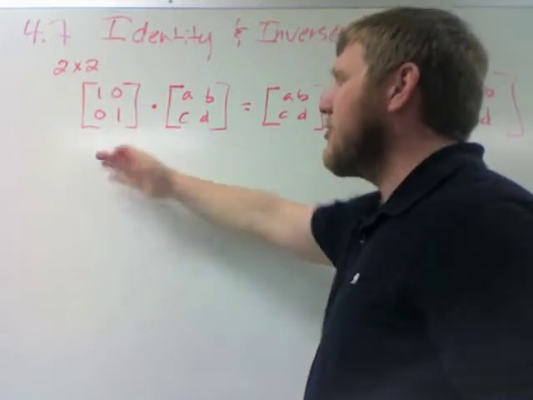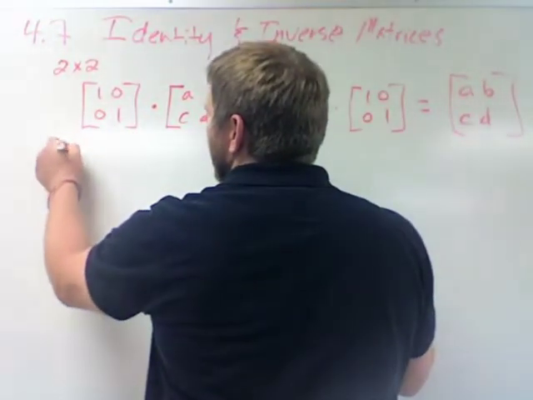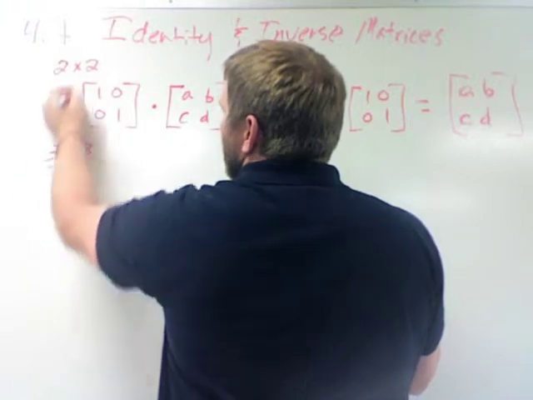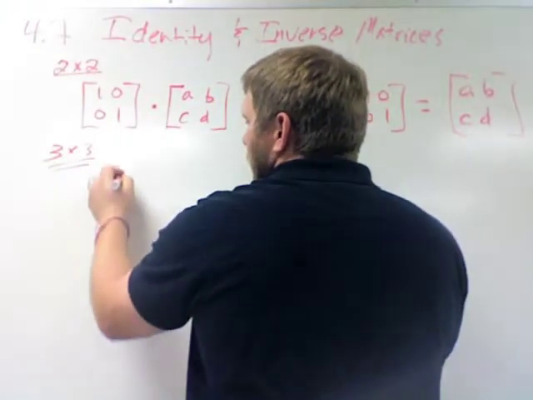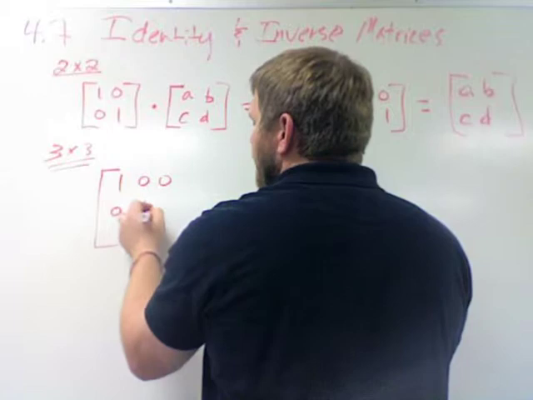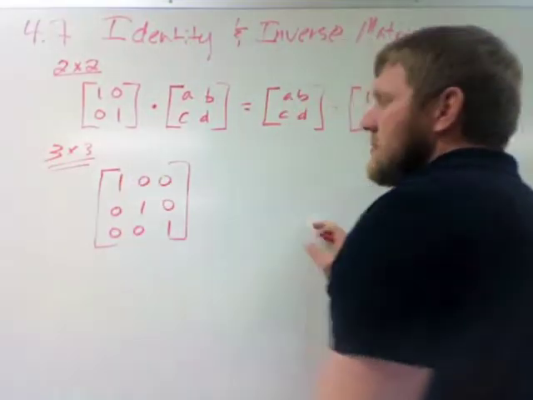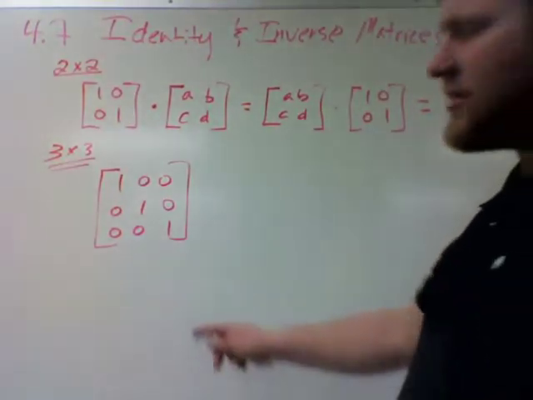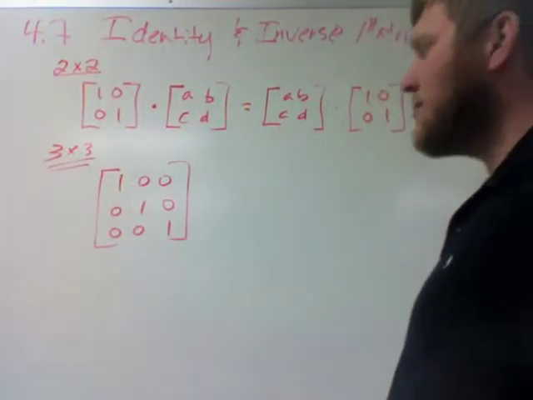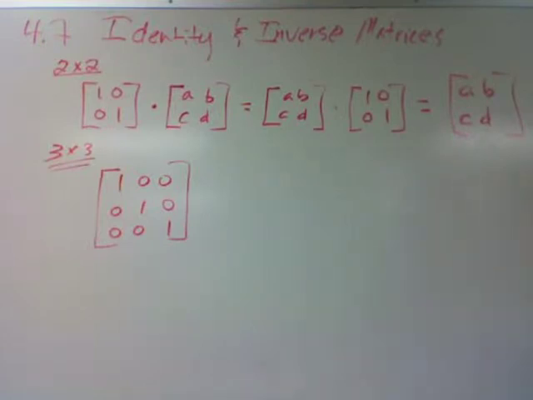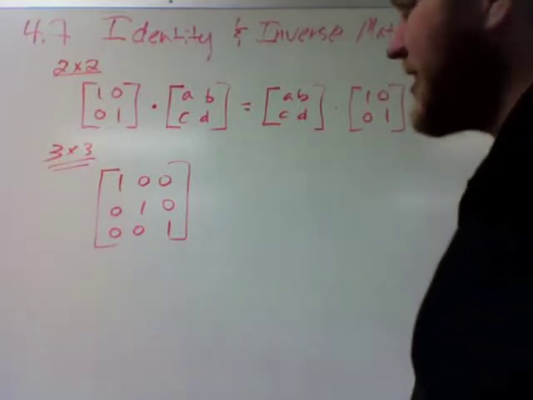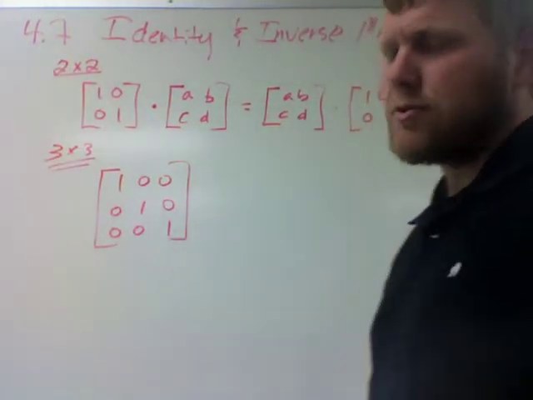Okay, now for a 3 by 3, it's similar. Along the diagonal you have 1s. So I take this matrix times any other 3 by 3 matrix, and I get that matrix back. I'm not actually going to show you an example of that, because that's just the rule, or the definition of identity.